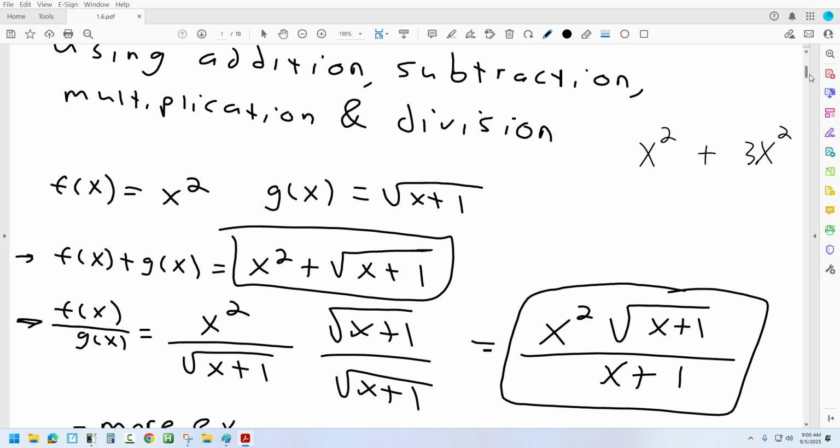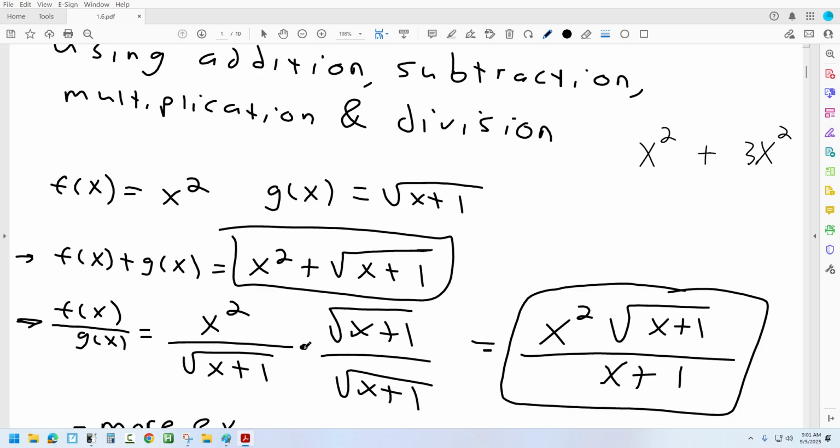Okay, here's an example doing it with division. Now, when you do division, we got to be careful about square roots in the denominator. The first step to doing it with division, if you want to know what is f of x divided by g of x, it's x squared over the square root of x plus 1. Okay, that's my new function. But we generally do not leave a square root in the bottom of a fraction. So what I've done in this step right here is I'm multiplying by something to rationalize my denominator. Okay, I'm getting rid of that square root in the bottom.